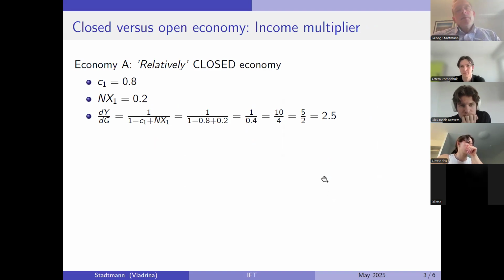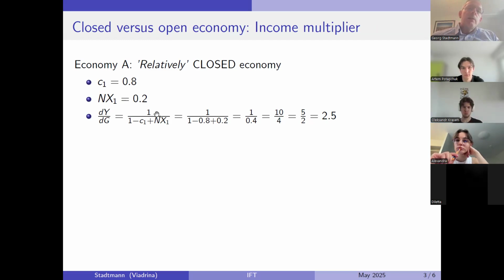What about the effectiveness of a fiscal policy? In the fixed exchange rate world, we were able to derive this multiplier here. And I would like to distinguish how large the multiplier is in a relatively closed economy and how large the multiplier is in a relatively open economy.